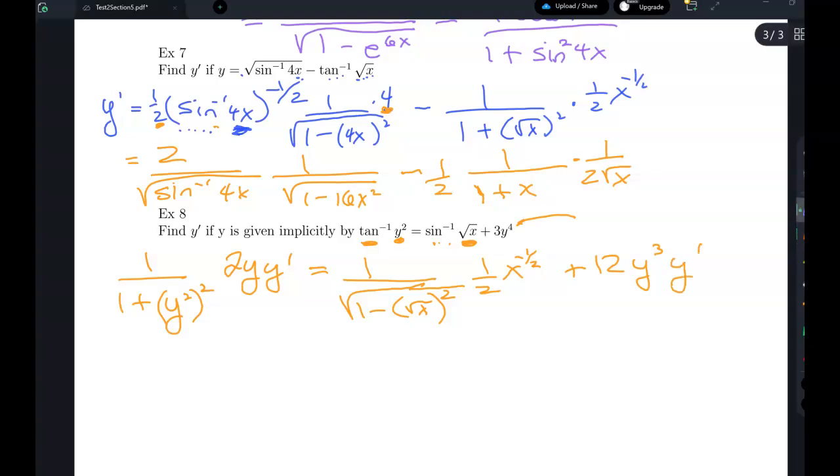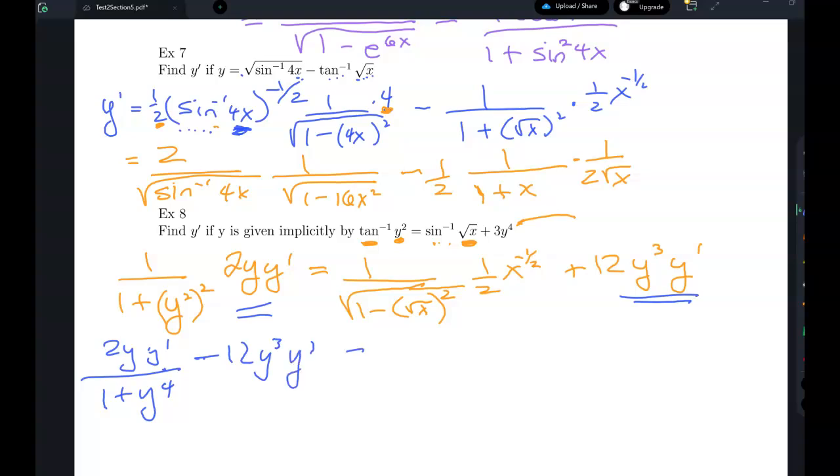So looking for my y prime terms, there's one and there's one. Oh, I don't need to solve for y prime, silly me. Oh, no, it is, silly me. Okay, so let's put them on this side. So I'd have 2y, y prime over 1 plus y to the 4th minus 12y cubed, y prime equals, and then let's just fix this up. This root squared would be just an x, and I'd have 1/2, 1 over root x.